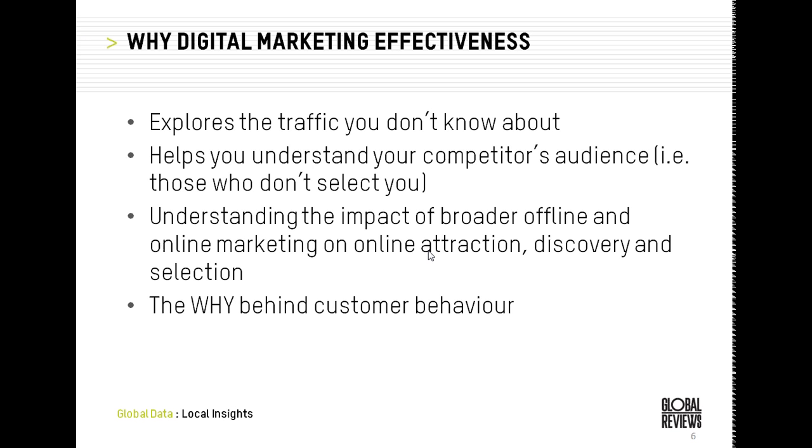So this piece of research is called Digital Marketing Effectiveness, and why this is an interesting and important piece of research is because it explores the traffic that you don't already know about. It helps you understand your competitors' audience. So you can say, okay, I know who's selected me, but I don't know those who don't prefer to go with me, and why. It gives you an understanding of the impact of your broader offline activities as well as your online marketing on attraction, discovery, and finally selection for your brand.